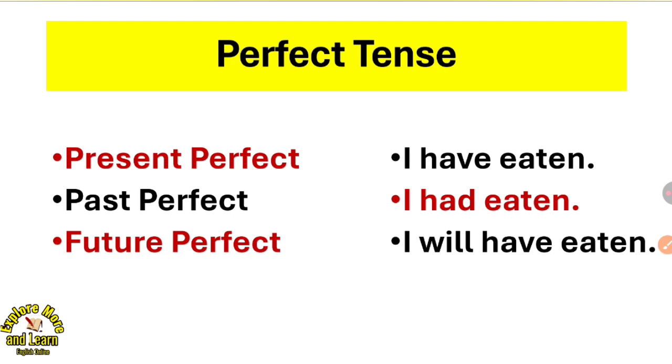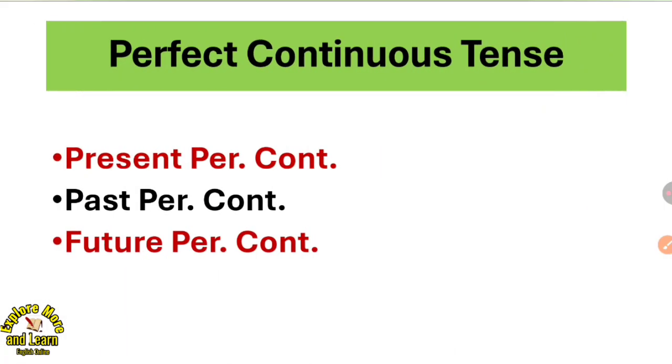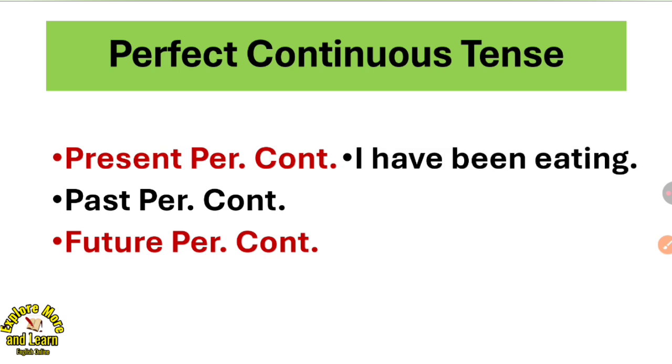Now let's take the fourth kind of tense, that is perfect continuous tense in all three types, that is present perfect continuous, past perfect continuous, and future perfect continuous. I have written here in short. Now let's take the same sentence and change that into present perfect continuous. It will be I have been eating.